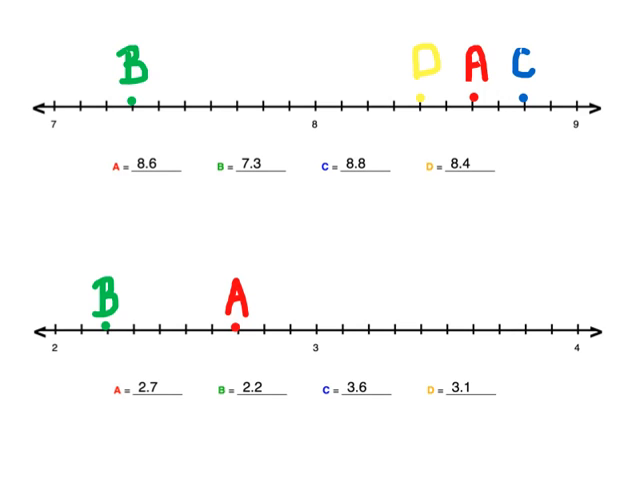My blue C is at 3 and 6/10. So starting at the 3, I'm going to go over 6 of the tenths places. 1, 2, 3, 4, 5, 6. And mark it with a blue C. And finally, my yellow D is at 3 and 1/10. So I start at my 3, go over 1 of the tenths places, and mark it with a D.